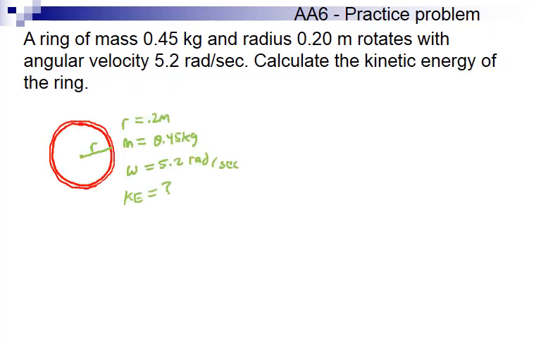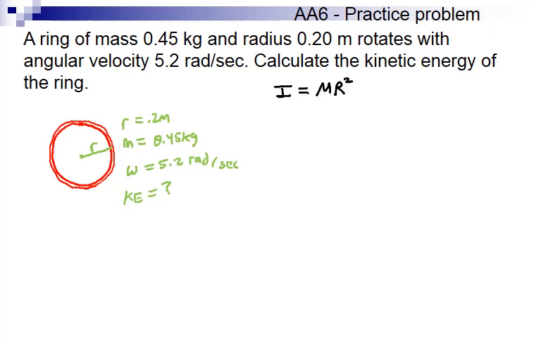So the first thing we can do is draw it out, and we have a ring, we have a radius there, we have our mass, we have the angular speed, and we will find the kinetic energy. So I'm going to have you go ahead and try this, so go ahead and pause the clip, and when you're ready to check your work, you can hit play to continue, but go ahead and try this one on your own.